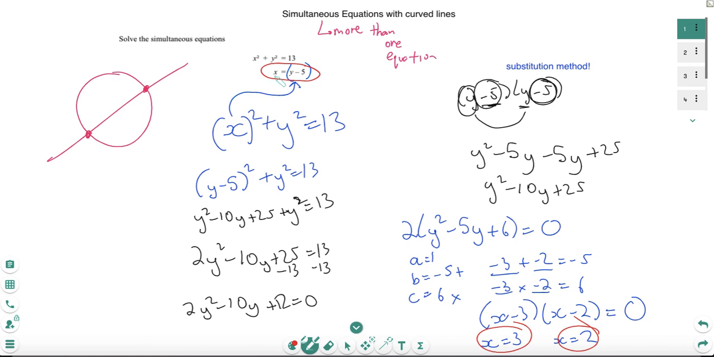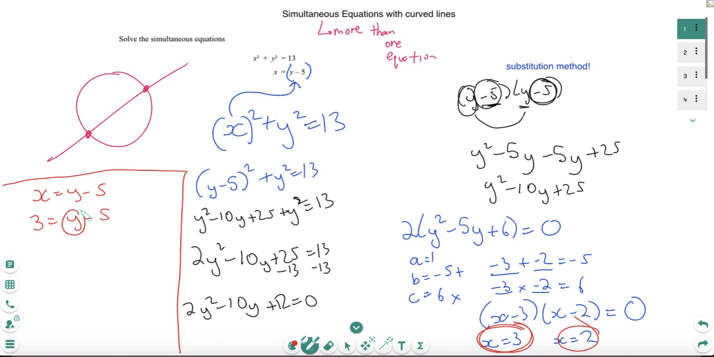Clearly, the second equation seems much easier. Let's go ahead and find our y values. So x is equal to y minus 5, and x is 3. So I'll replace x with 3. 3 is equal to y minus 5. What minus 5 is 3? Well, that's just 8. Y must be 8. So our first answer is when x is 3, y is 8.